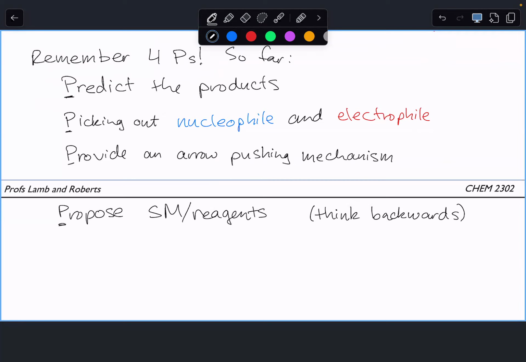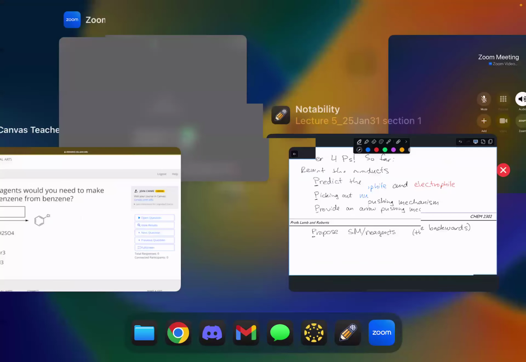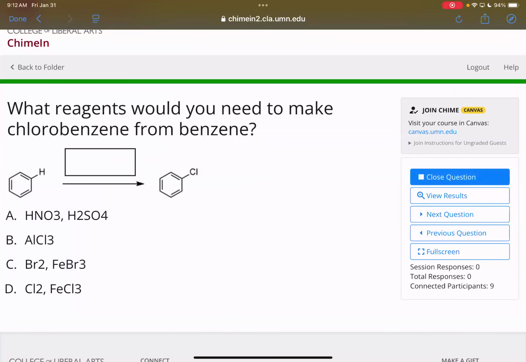And so we're going to do a chime-in question to see how we do when thinking backwards for electrophilic aromatic substitution. So in this case, I'm giving you the starting material and the product. So you need to figure out what the reagents are. So this would be propose starting materials or reagents. In this case, reagents. So you have to approach this question a little bit differently than you would approach a predict the product. So again, feel free to chat with your neighbors. Think about what you think it is. Get your answers in.